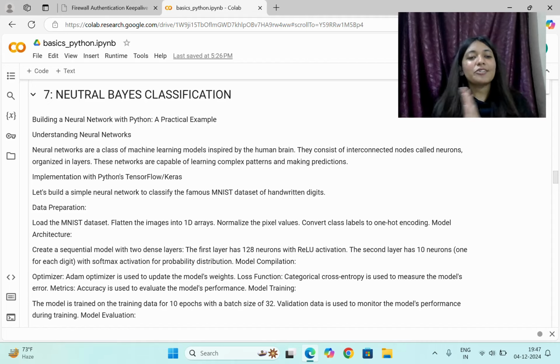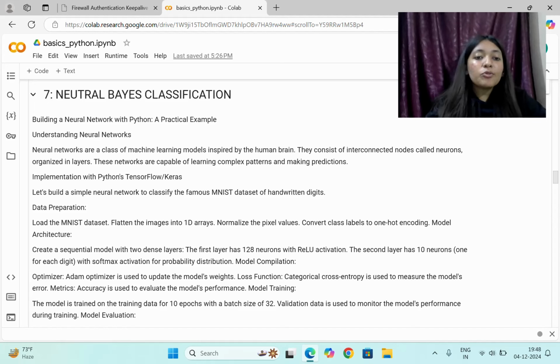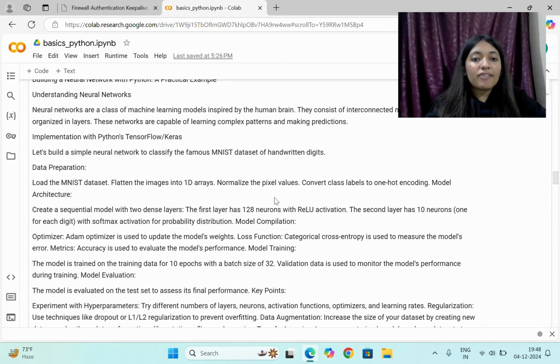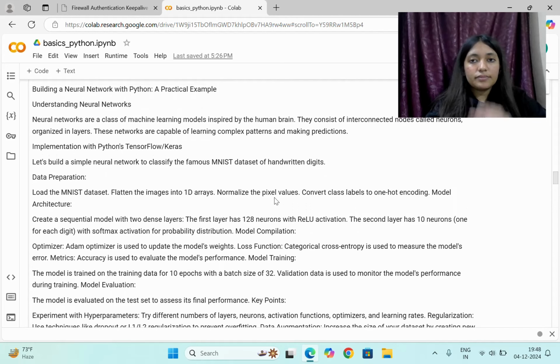Everyone, today we are going to study neural network classification. Now, for building a neural network in Python, let's have a practical example. Okay, for understanding neural networks.